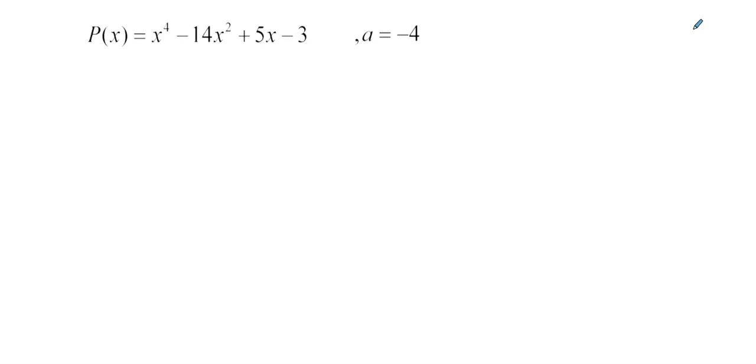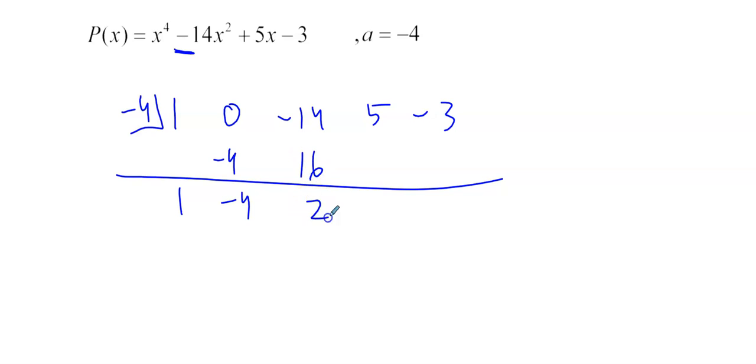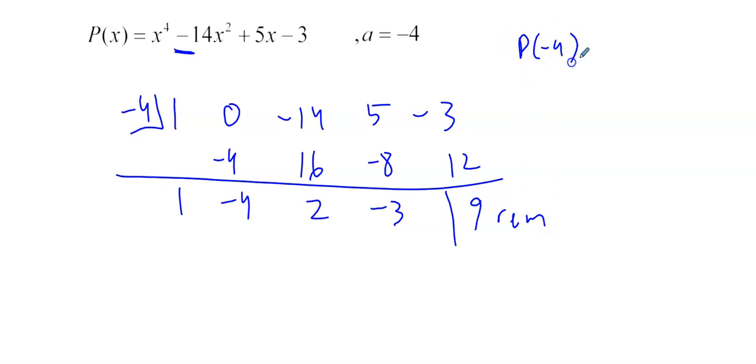Make sure when you do this with synthetic substitution, the big key in this problem, I hope you see it, is 1, 0, -14, 5, and -3. The key is you're missing an x cubed term there. So don't forget to put that 0 in there. If you do this, -4, 16, which is 2, -8, -3, 12, 9. So my remainder is 9. So what is p of -4? If they ask that, the answer is 9. Our remainder is our answer.